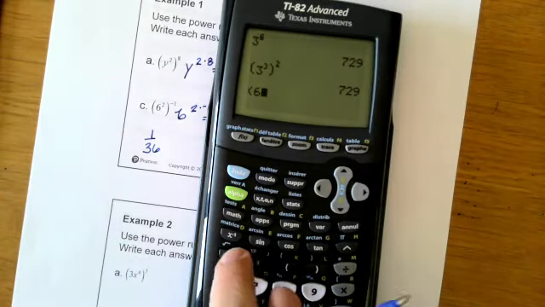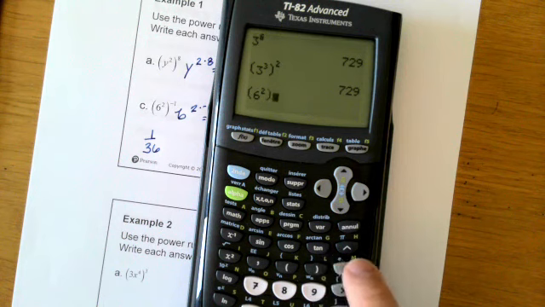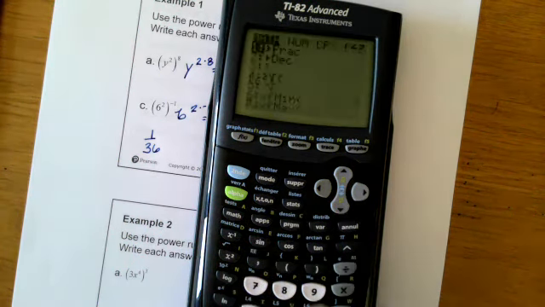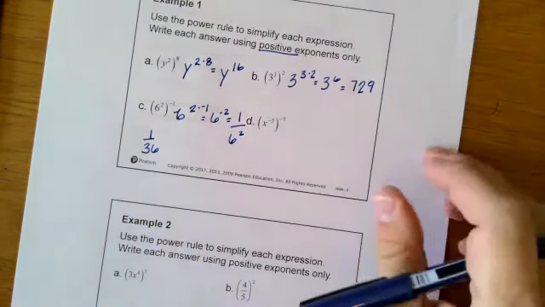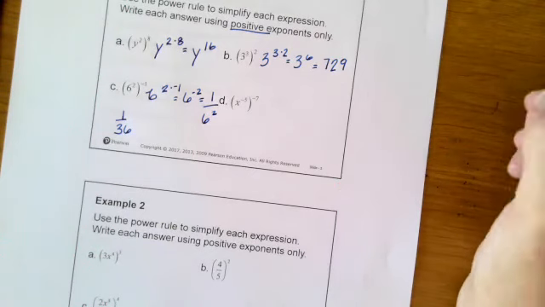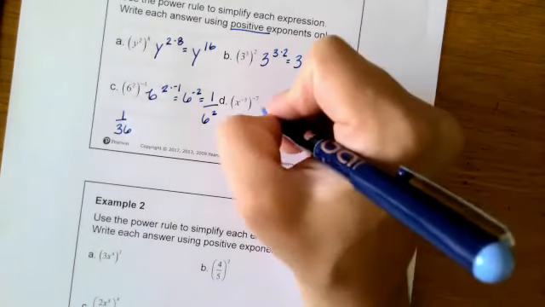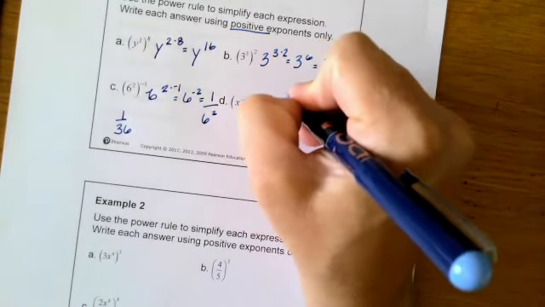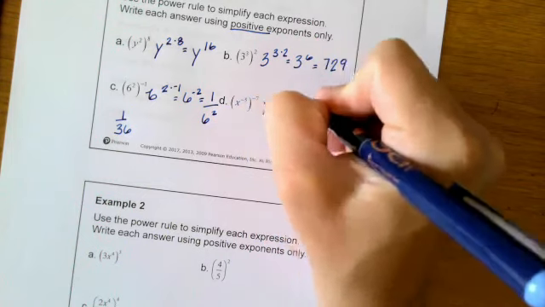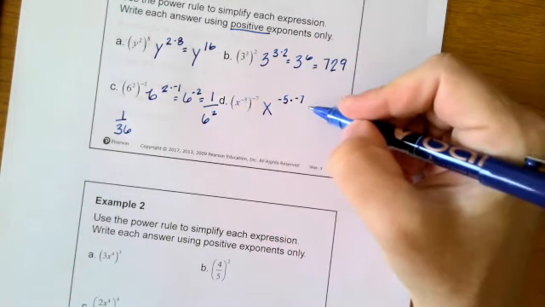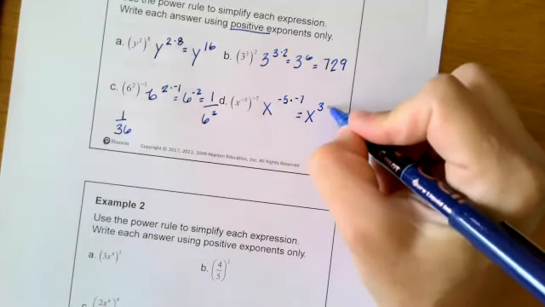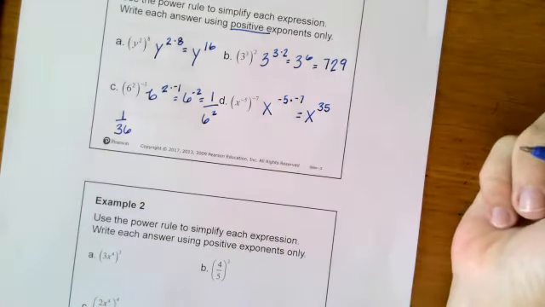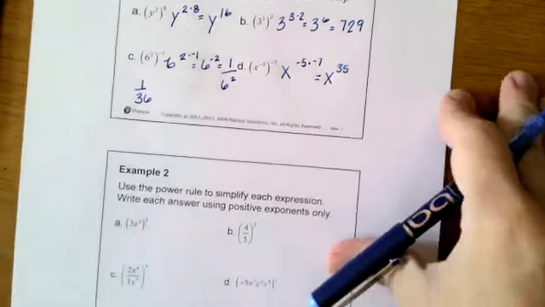So 6 to the 2nd to the negative 1st is 1 over 36. All right, now we just have an x to the negative 5th to the negative 7th. That means x to the power of negative 5 times negative 7, and negative 5 times negative 7 becomes a positive, right? And 5 times 7 is 35. That's as simple as I can make that.